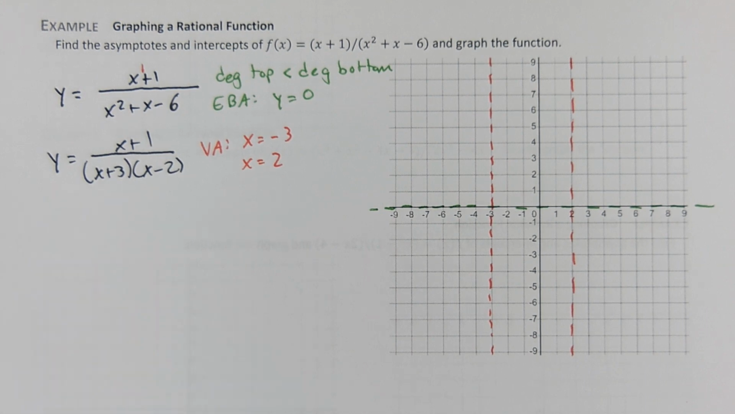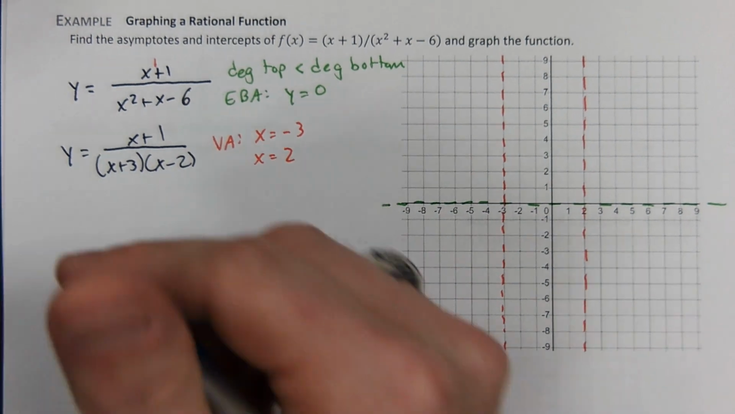You could just start grabbing random x's and plugging them in and hope for the shape to show itself. But I do think it's important that you always be able to track down both the x and y intercepts. So let's do that first. Let's find ourselves a y-intercept, because that one's easiest.